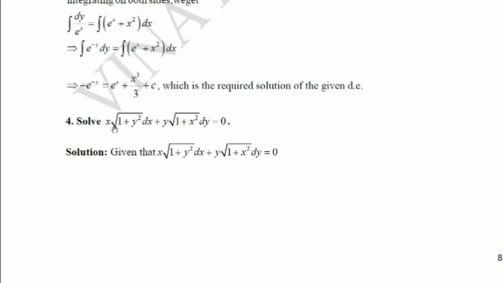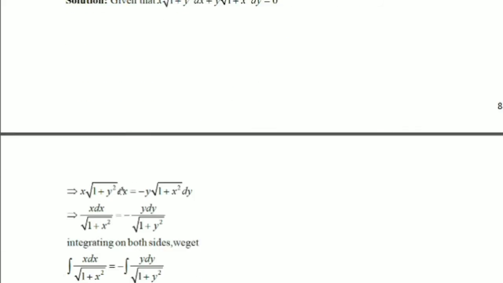The next problem is x into square root of 1 plus y square into dx plus y into square root of 1 plus x square into dy is equal to 0. Now what we do is we send this term to this side so that you get x into square root of 1 plus y square into dx is equal to minus y into square root of 1 plus x square into dy. Now we know that with dx we should have only terms of x. So let me keep x as it is and let me send this square root of 1 plus y square to this side. So that this becomes divided by square root of 1 plus y square.